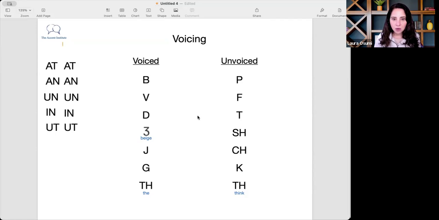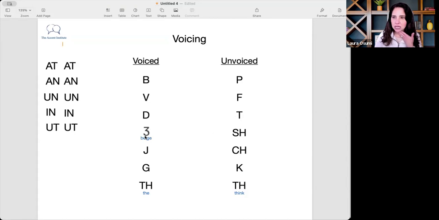And then we have, I'm sort of going front to back. So then we have our D and T. So we have a D, D, D, using my voice, and T, T, no voice. And then we have this one. I put the symbol because there's really no good way to explain it. I could put GE or JE, but this is the symbol and it's beige.